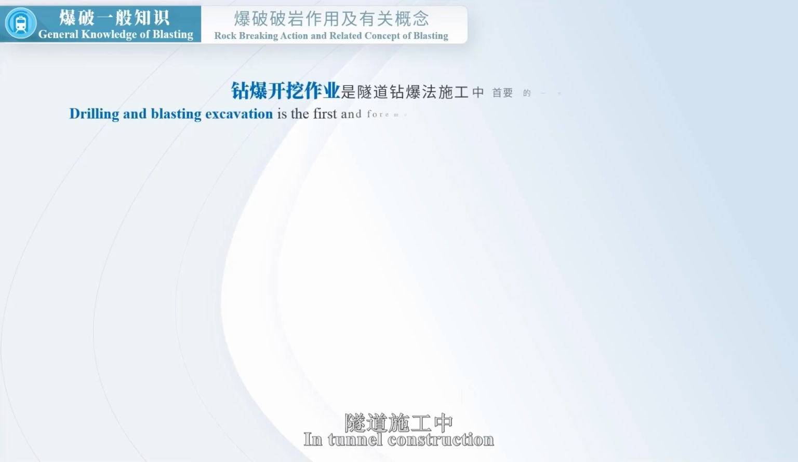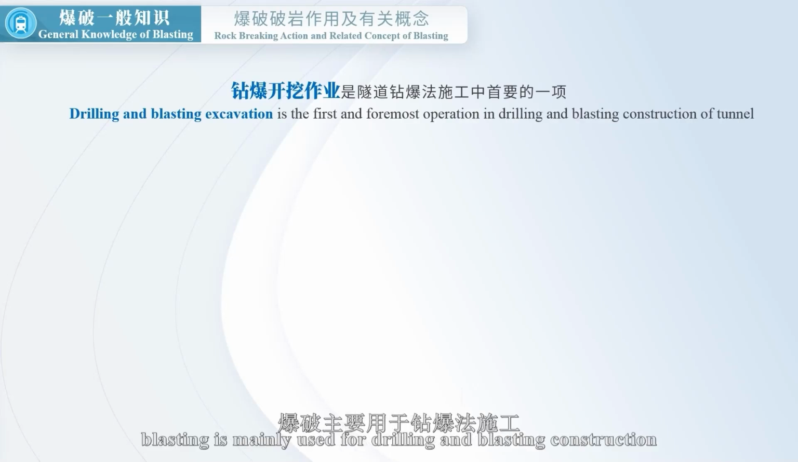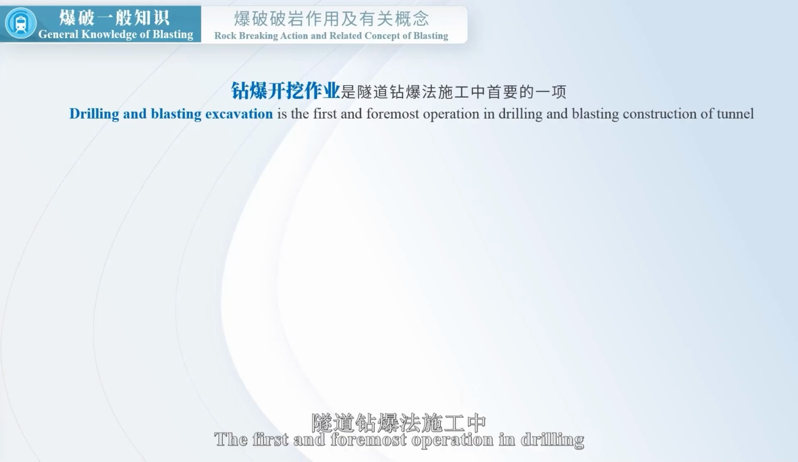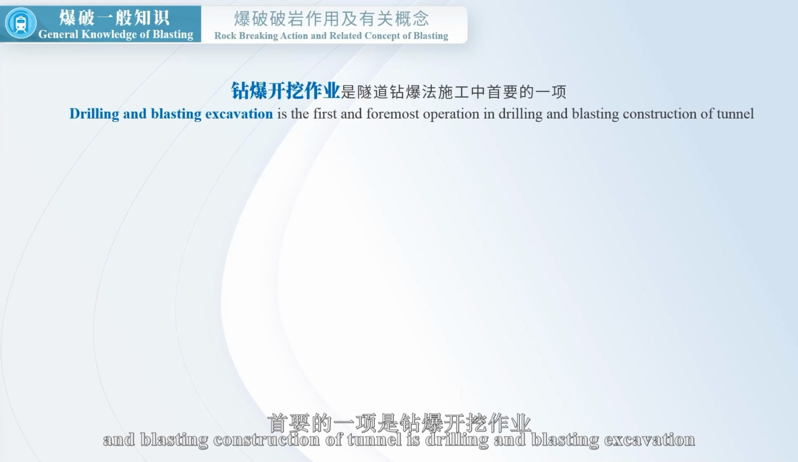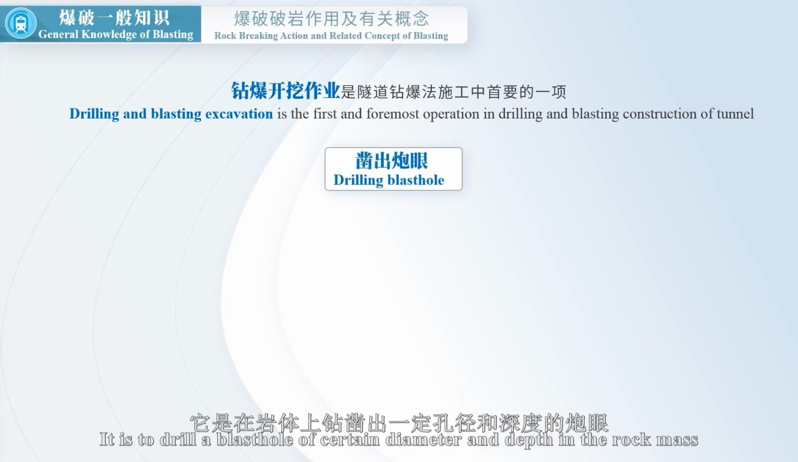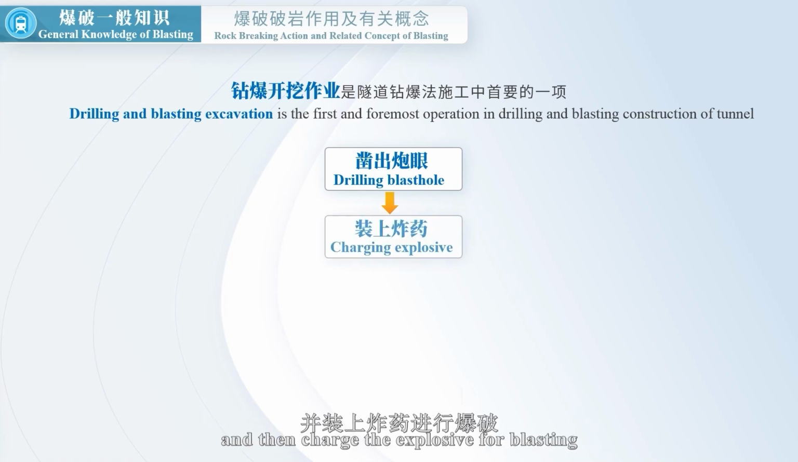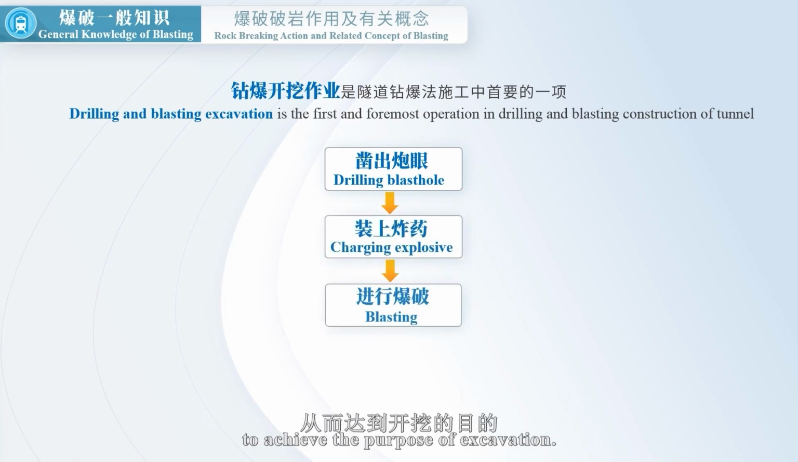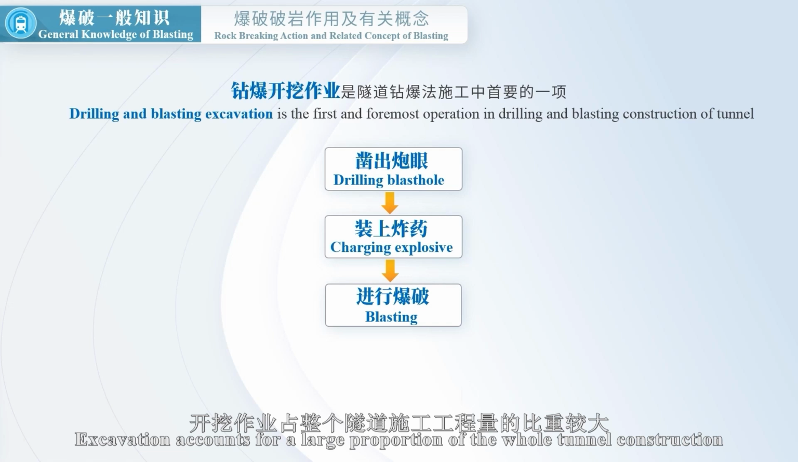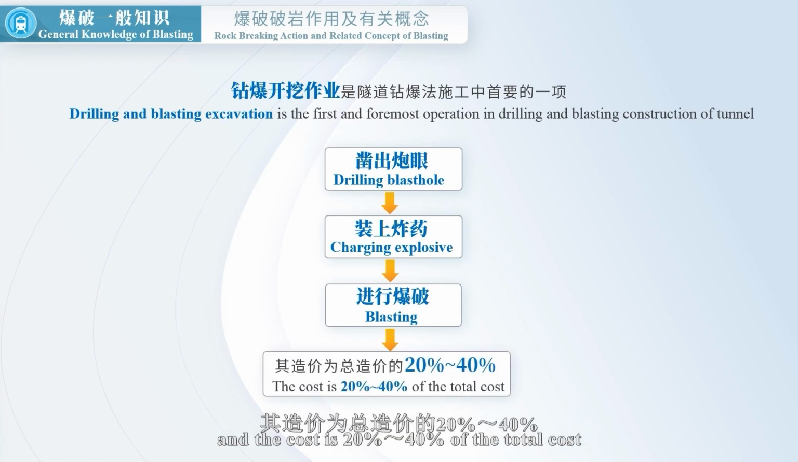In tunnel construction, blasting is mainly used for drilling and blasting construction. The first and foremost operation in drilling and blasting construction of tunnel is drilling and blasting excavation. It is to drill a blast hole of certain diameter and depth in the rock mass, and then charge the explosive for blasting, to achieve the purpose of excavation. Excavation accounts for a large proportion of the whole tunnel construction, and the cost is 40% of the total cost.